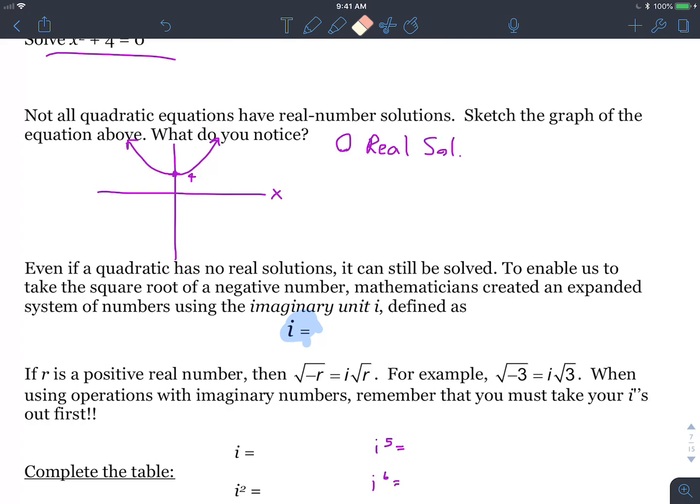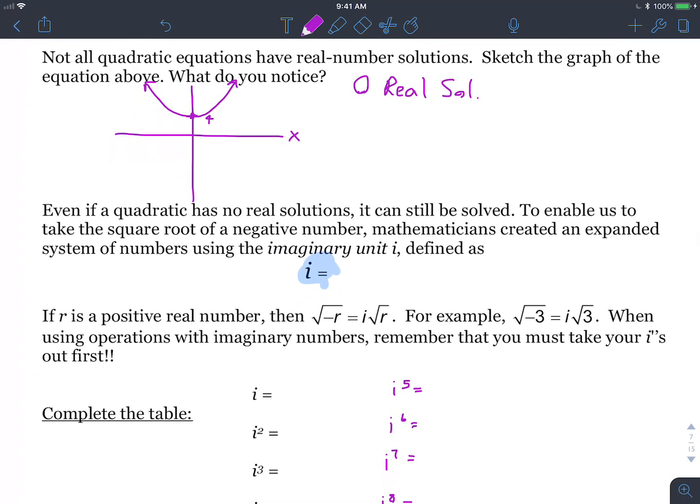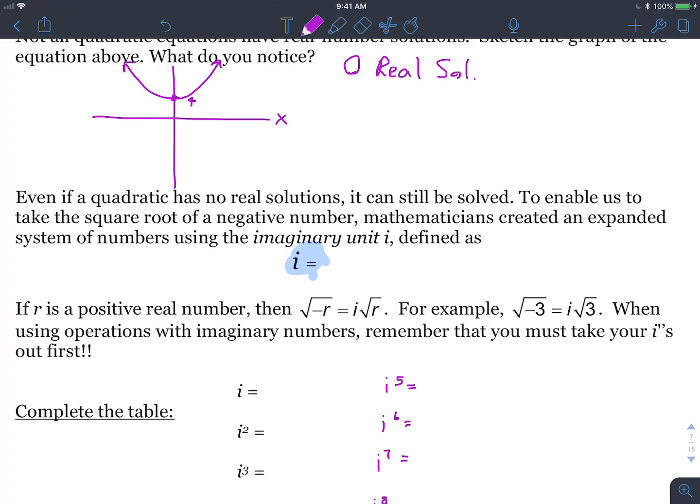Looking into it before I made the video, a lot of electrical engineers actually use imaginary numbers to figure out certain situations, so it's heavily used in that field. Probably not in a ton of other fields, but I know there's a lot of calculus involved. We're just going to scratch the surface of imaginary numbers here today.